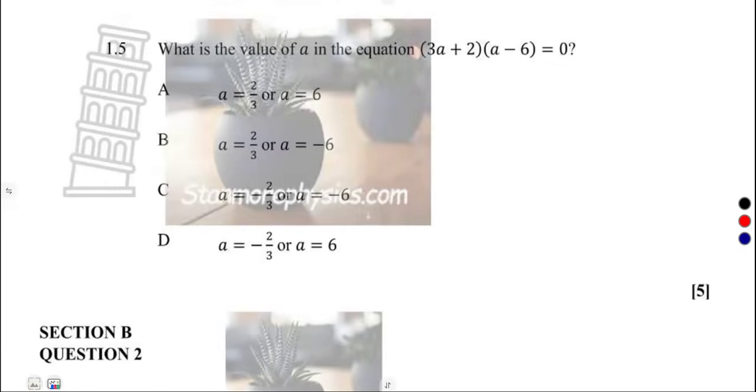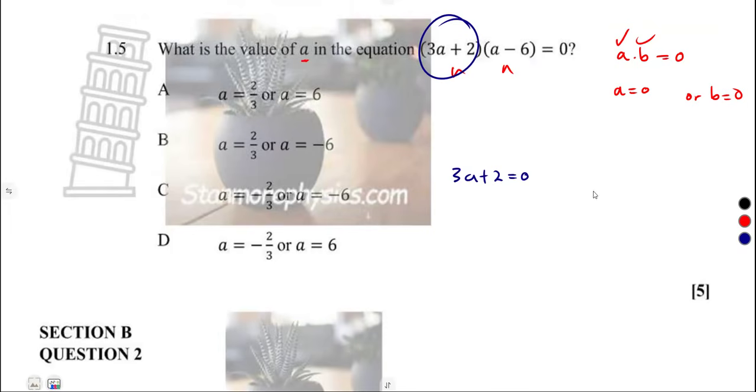1.5, you are given: what is the value of A in the equation? There are two brackets equated to 0. So we know that for the product of two terms to be equal to 0, either A is equal to 0 or B is equal to 0. This is the concept that we are simply going to use. It is either the first bracket, 3A plus 2 is equal to 0, or the second bracket, A minus 6 is equal to 0. So let us solve for A.